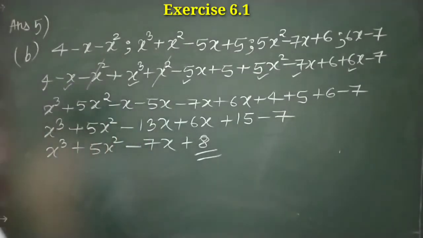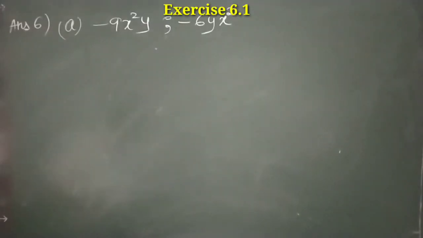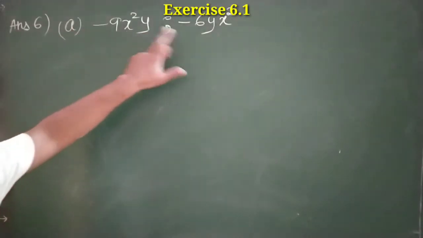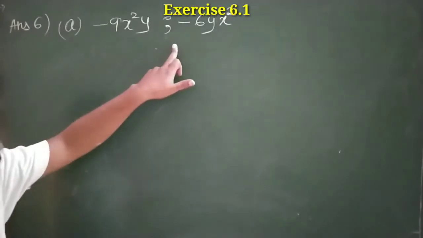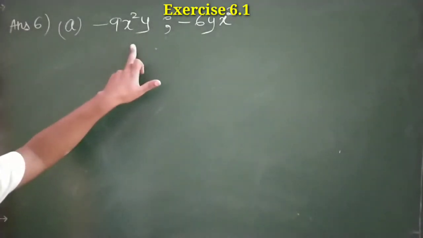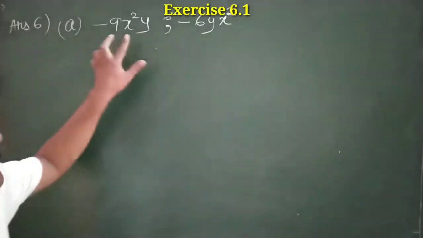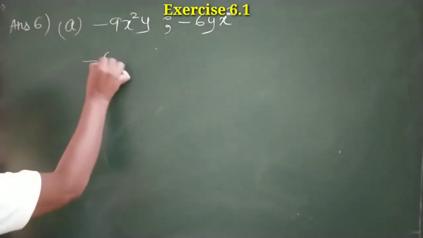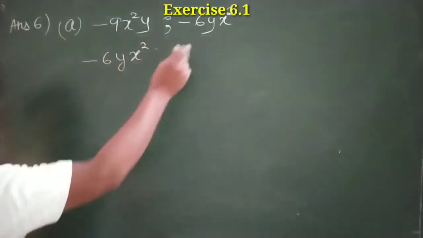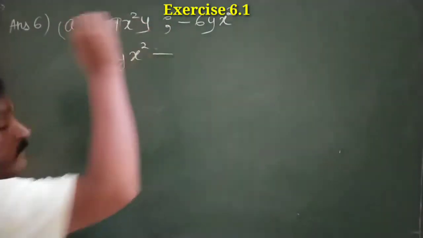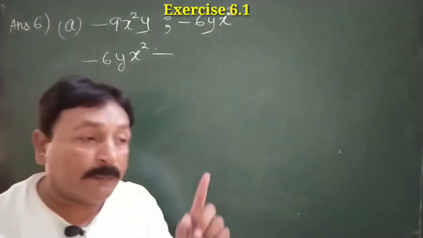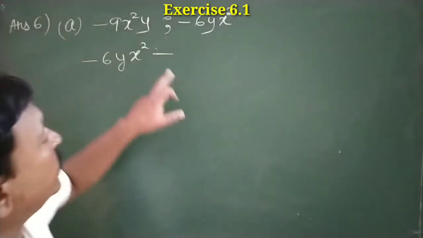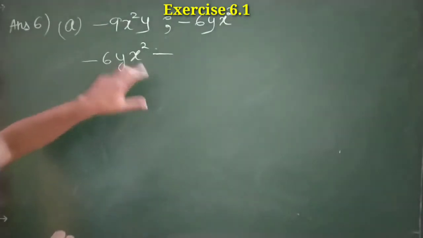Now see question number 6. Now students, in question number 6, what we have to do: in the first part, two polynomials are given to us and we have to subtract the first polynomial from the second, meaning this will be subtracted from minus 6yx square. Minus 6yx square, just write it and then put the symbol of minus. When we add, we put the symbol plus, and when we subtract, we put the symbol minus. And now write the first term.